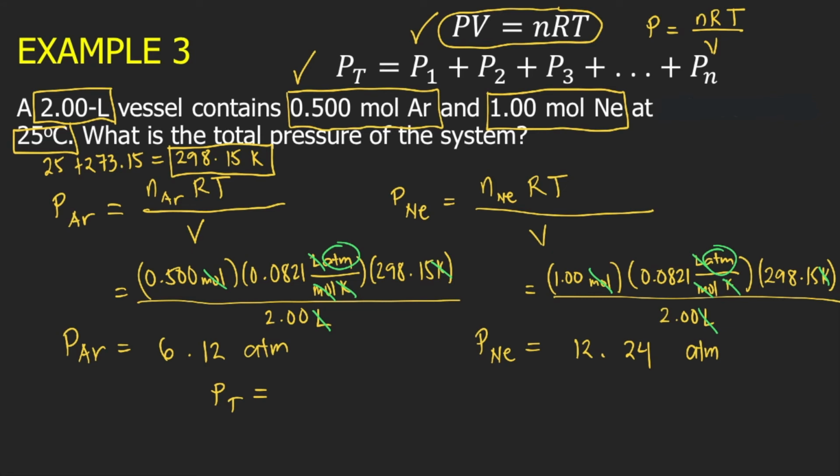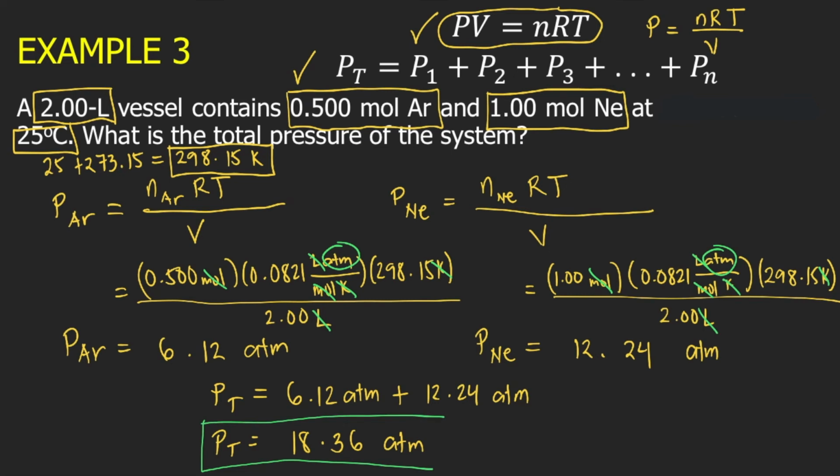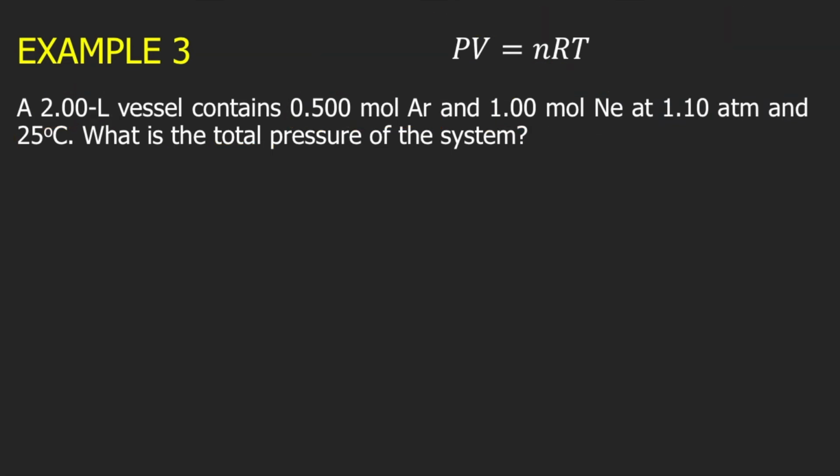So the total pressure is equal to 6.12 atm plus 12.24 atm, and the total pressure is equal to, you add the two numbers, 18.36 atm. And this is the total pressure, which is the answer to example 3. Now let's see the other solution to example 3. So in this solution, we will only need the ideal gas equation.